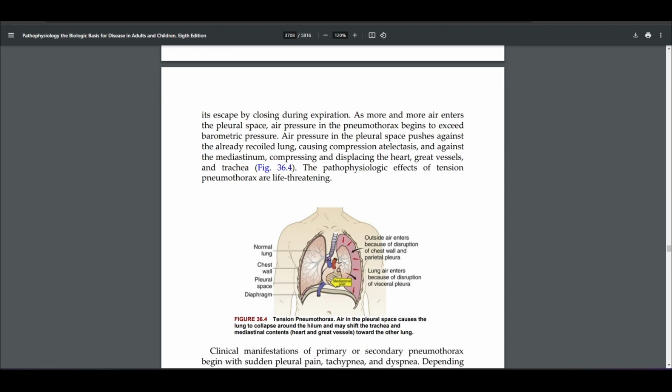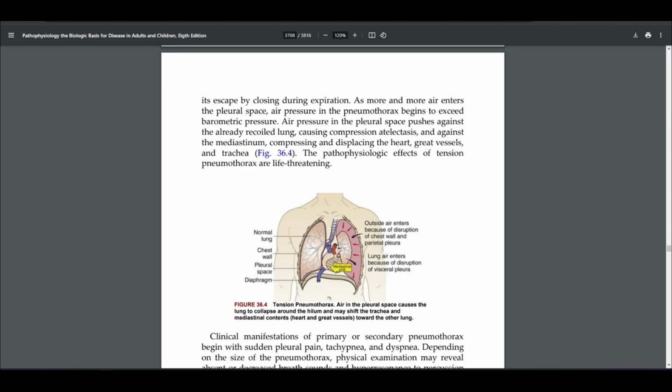As more and more air enters into the pleural space, the air pressure in the pneumothorax begins to exceed barometric pressure. Air pressure in the pleural space pushes against the already recoiled lung, causing compression atelectasis, and against the mediastinum, compressing and displacing the heart, great vessels, and trachea. The pathophysiologic effect of a tension pneumothorax is life-threatening.